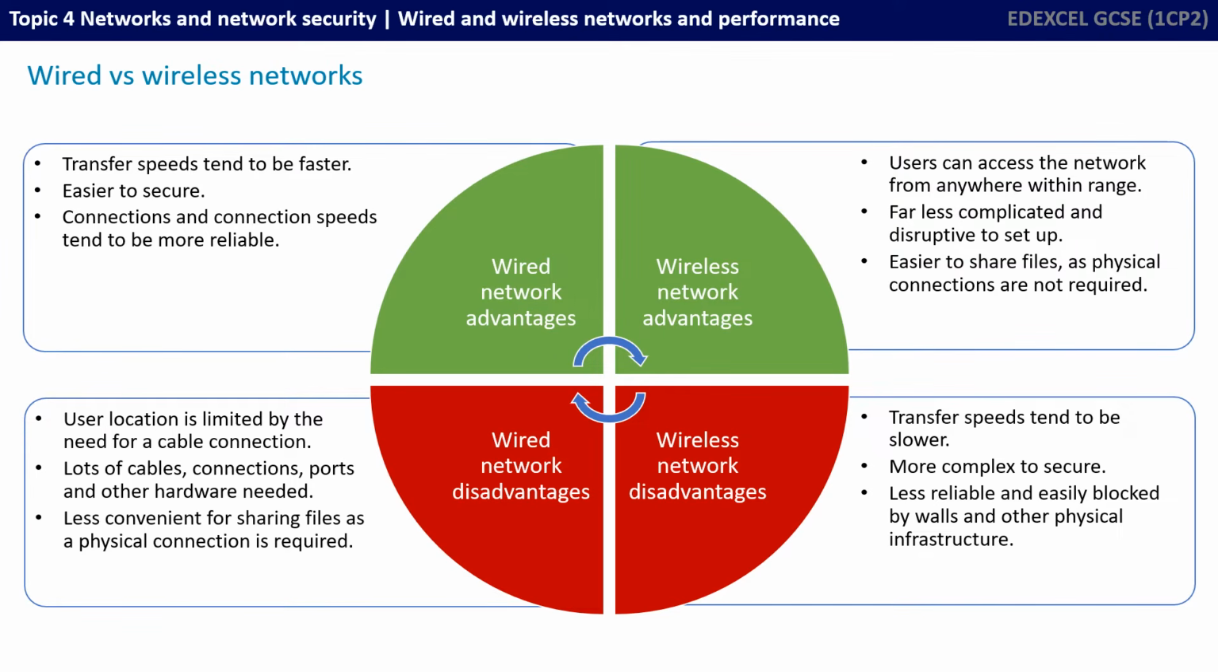With a wireless network, users can access networks from anywhere within range. It's far less complicated physically and less disruptive physically to set up. It tends to be easier to share files as this physical connection to a cable is not required. But on the downside, transfer speeds do tend to be slow on this type of network. It can be seen as less secure, or indeed more steps need to be added to make a wireless network secure. And the connections tend to be less reliable. They can easily be blocked by walls and other physical infrastructure.